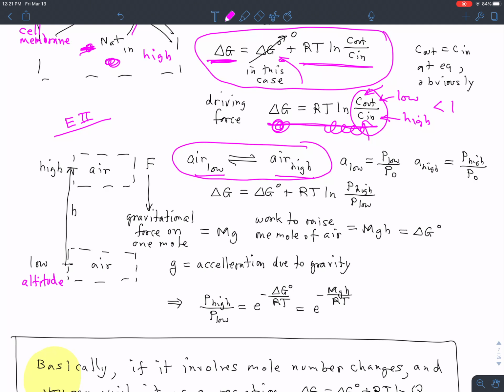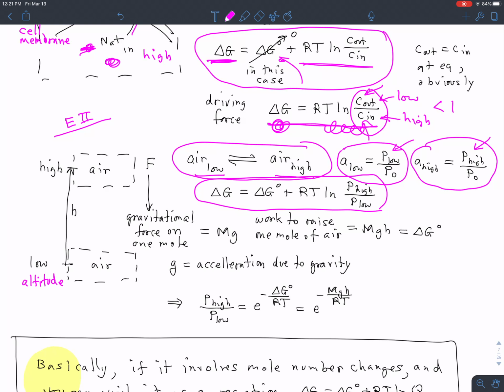Since it's gases in both cases, we write the activities to be the pressure in the low case divided by standard state pressure, and for the high activity, pressure in the high region. Writing the delta G expression, our chemical driving force, there's a delta G 0 for that, plus RT log Q, and Q in this case is just the ratio of the pressures between the high region and the low region.